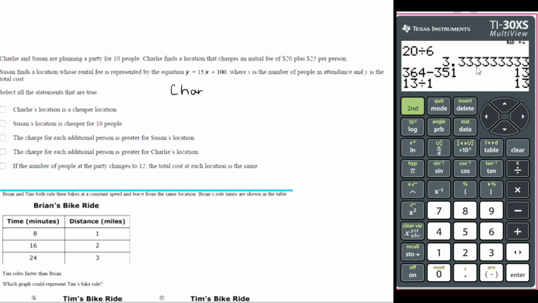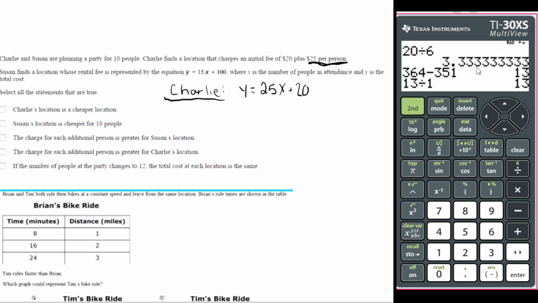Initial fee. Think about what the word initial means. In this case, usually in mathematical cases, it represents a starting value. So we're going to say your equation here is y equals plus 20 is our starting value. And then $25 per person. Again, we see per, so we think slope, 25x, where x represents the number of people that you have.